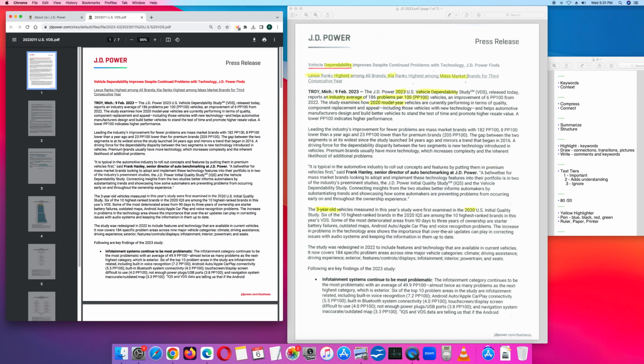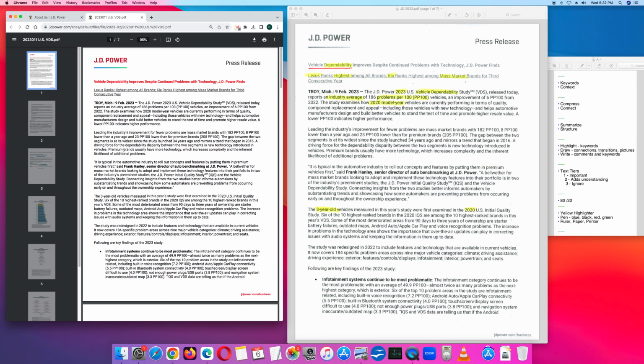So three tasks that I perform as I'm highlighting are: I highlight keywords selectively. I also draw, using a pen to draw connections, divide lines between transitions, and draw pictures and diagrams if I have to. And then I will also write comments and keywords. But again, it's very important to be selective. Less is more.